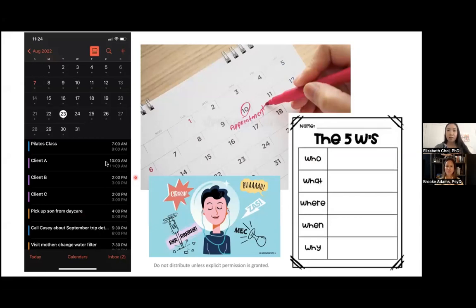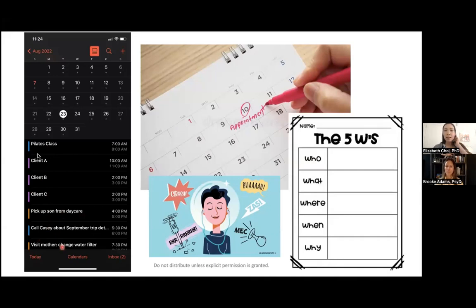Okay. So some of you may be using a smartphone calendar function, and the good thing is we can actually use different colors to categorize different tasks. So blue might be personal appointments like my Pilates class and calling a friend. Purple will be my work meetings, and then orange colors are the family related appointments.